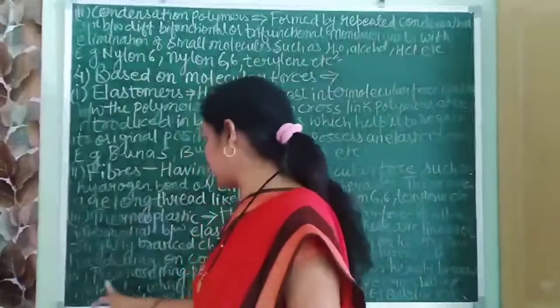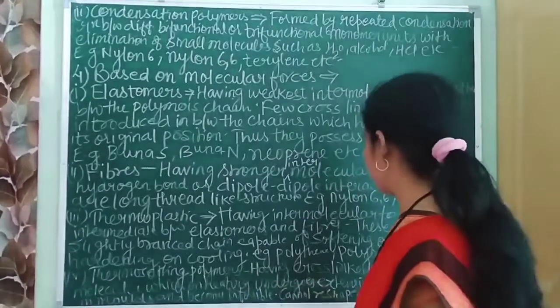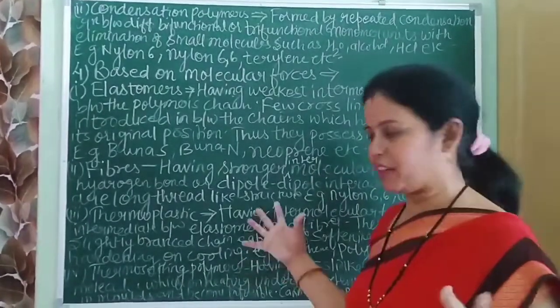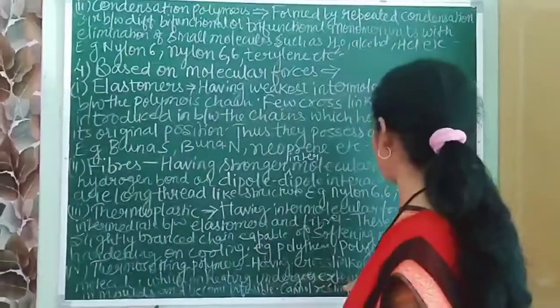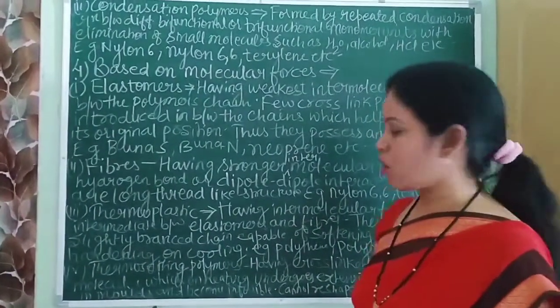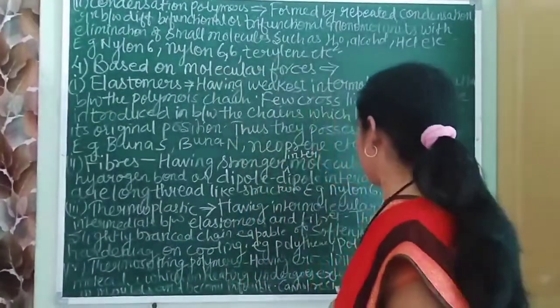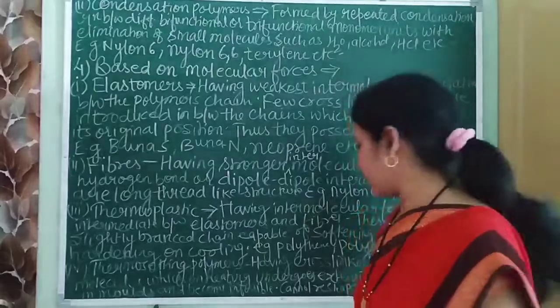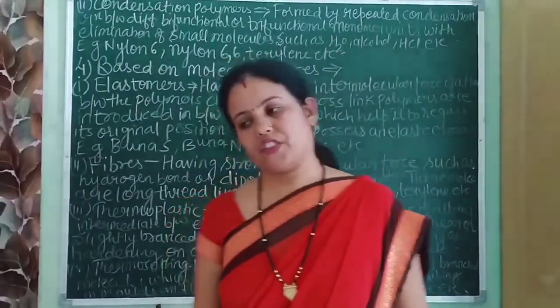The fourth type is thermosetting polymers. These are polymers having cross-linked or heavily branched molecules, which on heating undergo extensive cross-linking in molds, and are infusible and cannot be reshaped. For example, Bakelite, etc.